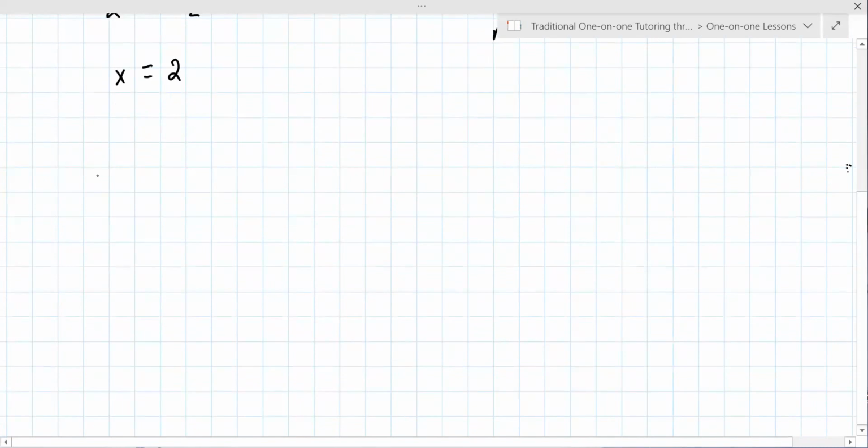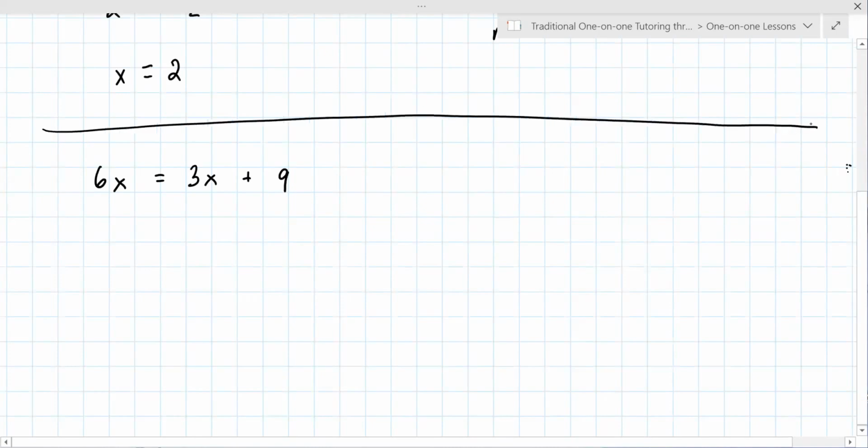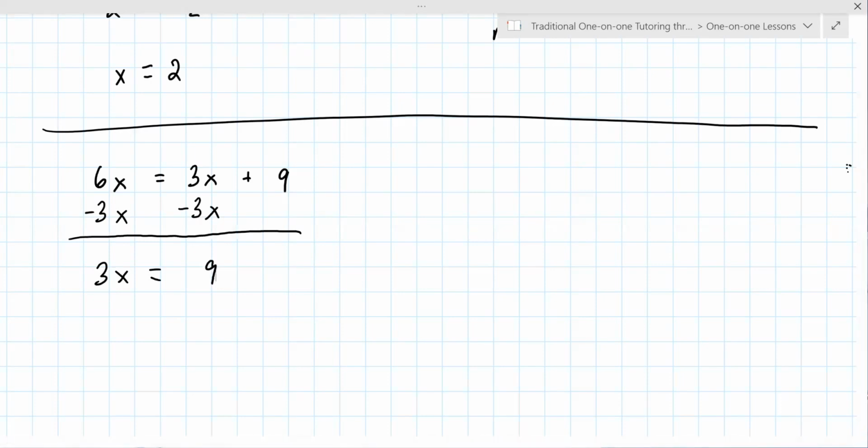Let's say that I give you the equation 6x equals 3x plus 9. Again, in general, we want to move the variable left. There's a 3x on the right side of the equation. We want to move that left, and you can do that by subtracting 3x from both sides. So that's 3x equals 9. You want to get all the x's on one side of the equation.